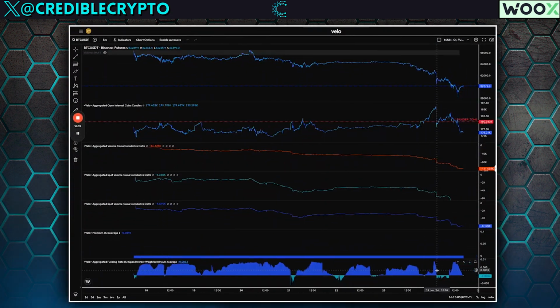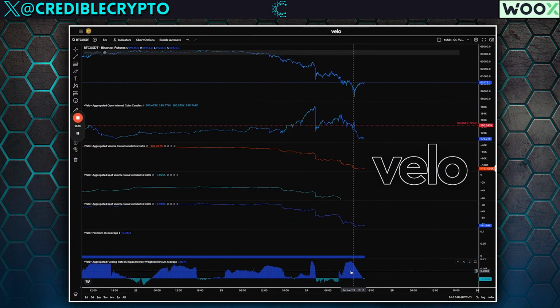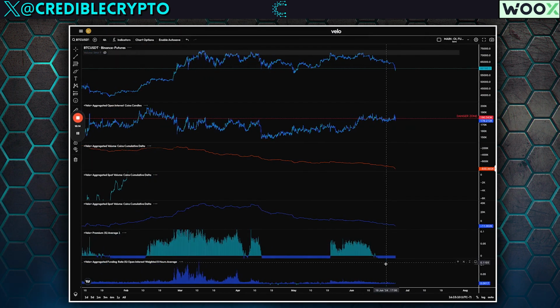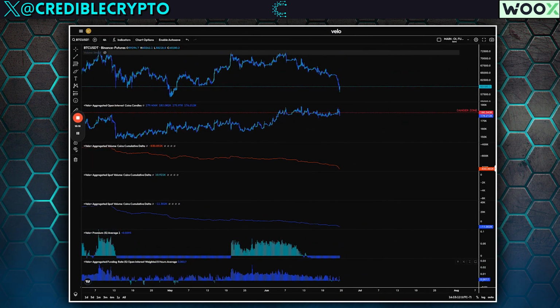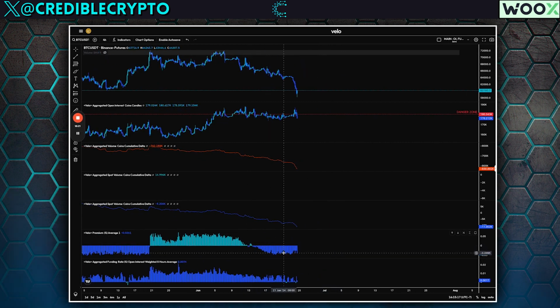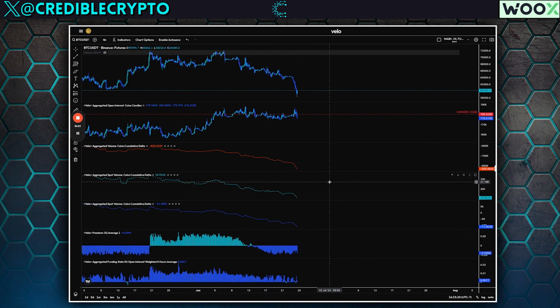We can also take a look at Velo Data here, and we can see that funding keeps flipping back and forth between positive and negative. In other words, meaning it's basically very neutral. It's not overheated at all right now. We can also see that our spot premium is alive and strong, and we know that's a very bullish, positive sign. So we've seen a ton of long liquidations.